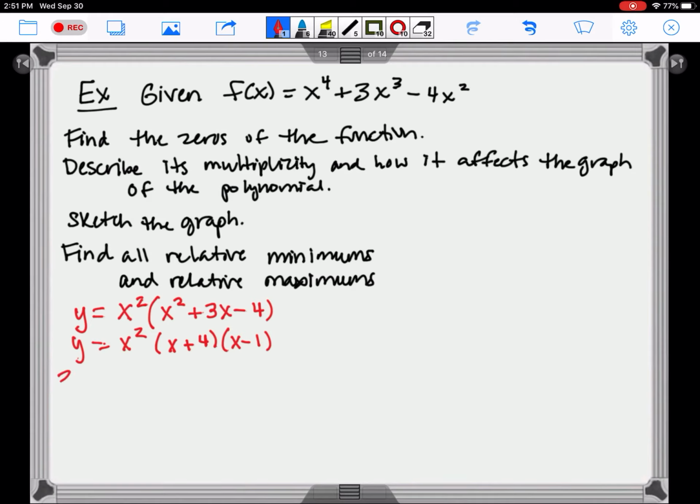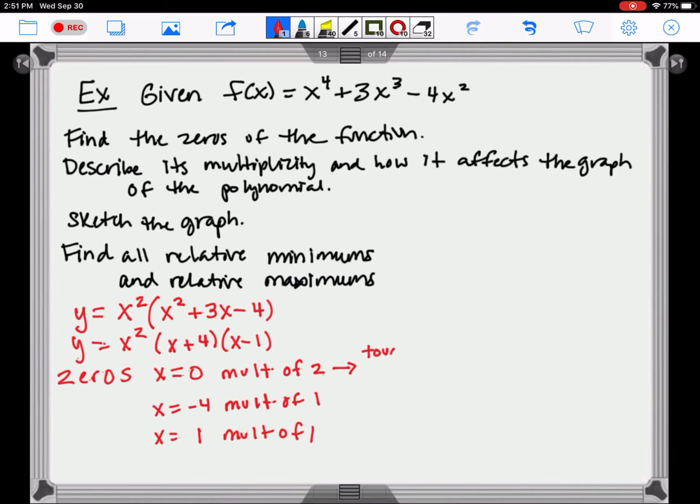Here's what I know. The zeros: x equals 0 has a multiplicity of 2. X equals negative 4 has a multiplicity of 1. It only happens one time. And then x equals 1 has a multiplicity of 1. So here's what I know. If it has an even multiplicity, it's going to touch the x-axis. If it has a multiplicity of 1, odd multiplicity, it's going to cross the x-axis.